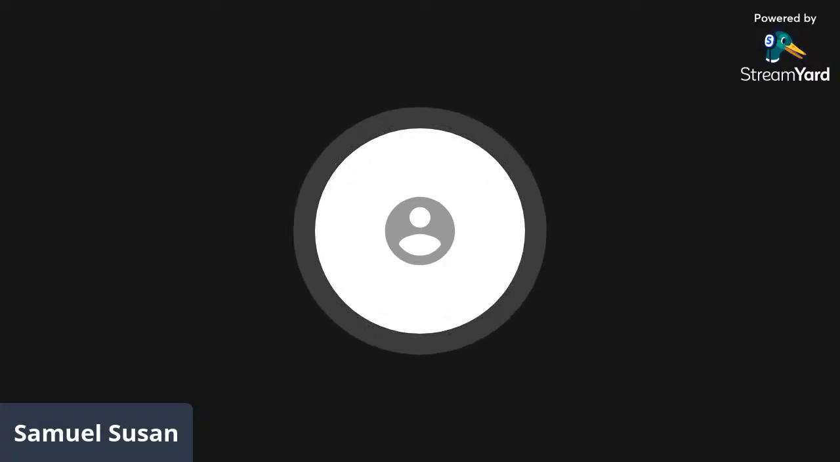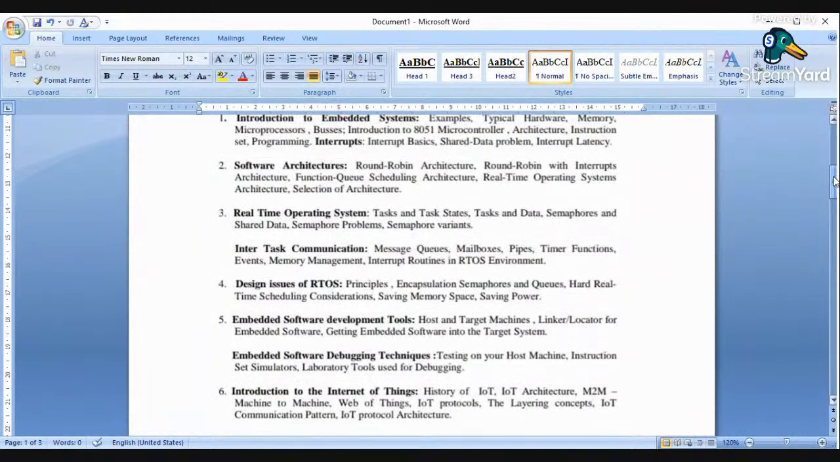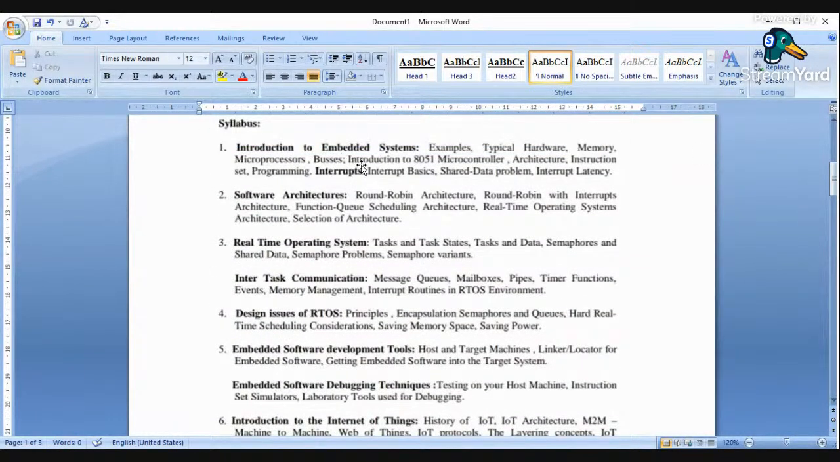I guess you can see the syllabus copy again. Since the microcontroller topic is not given in the syllabus, I came across this one, so I will just mention the important topics here. In the first chapter, only about the memories: different types of memories, 8051 architecture, instruction set, addressing modes, flags, and the shared data problem.